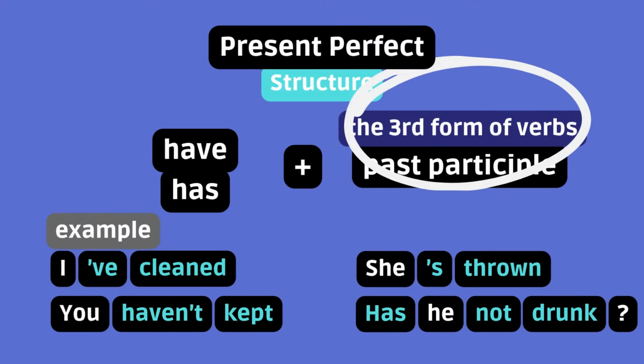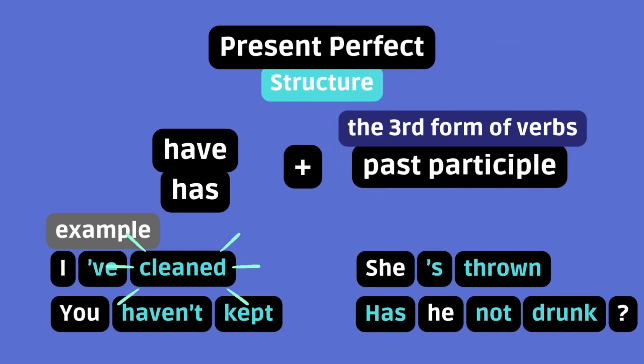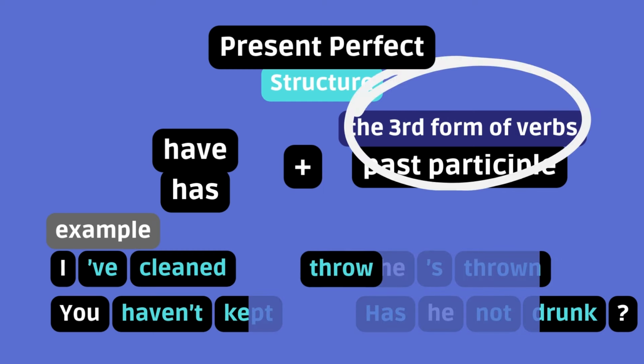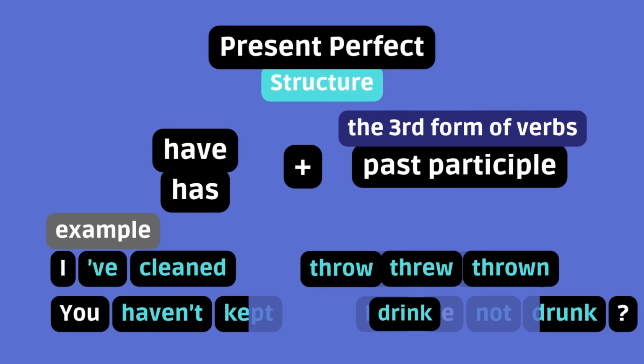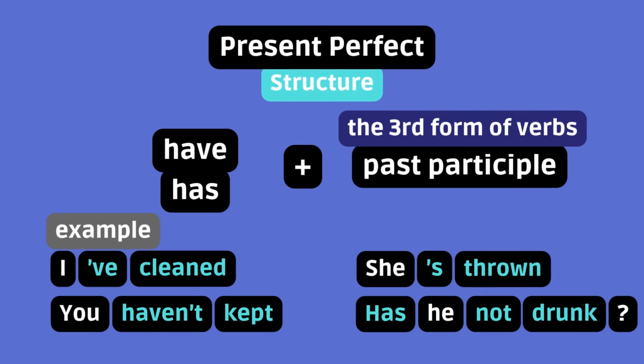The V3 form is tricky, as some are regular, ending in ed, some are irregular, but look like the past simple, and some are one of a kind, and you have to memorize them. Like throw, threw, thrown, drink, drank, drunk. The negative form is represented by not, or its contraction, haven't or hasn't.